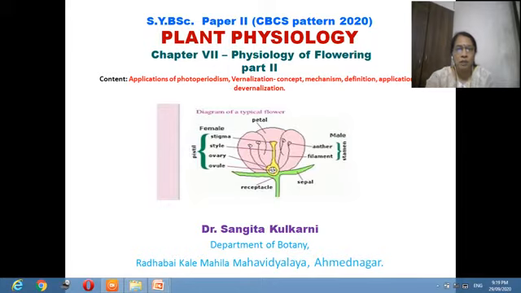In the previous part we have studied about photoperiodism, that is the use of light for induction of flowering. Now in this part we are going to study the applications of photoperiodism, then the second concept, vernalization, how this helps in induction of flowering, then the concept, mechanism, definition, applications, and what is devernalization we are going to study.